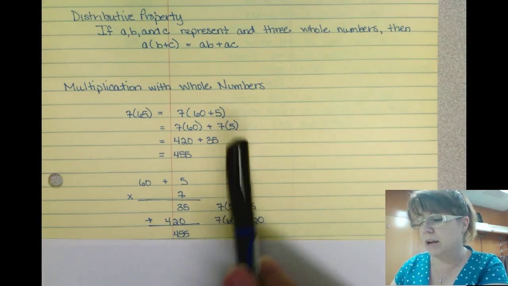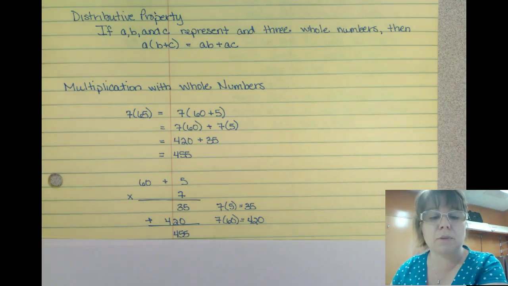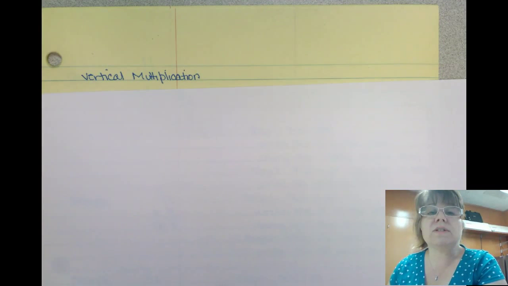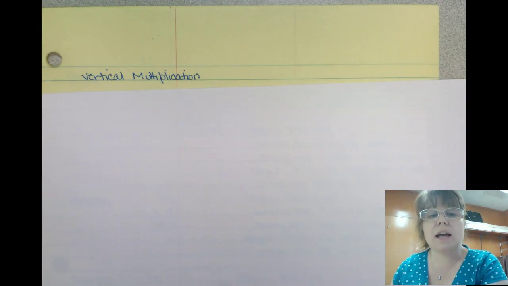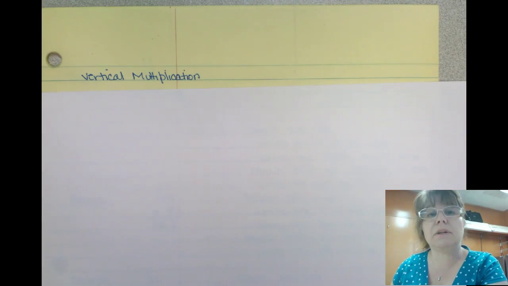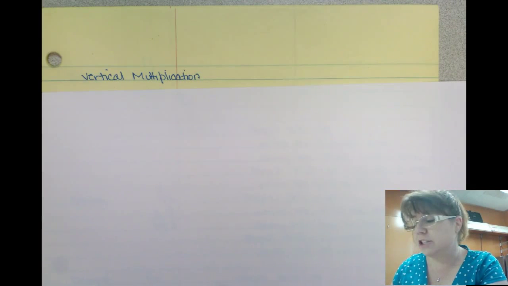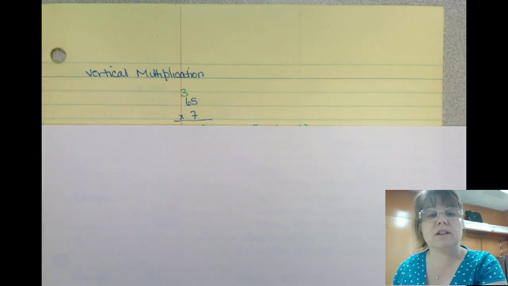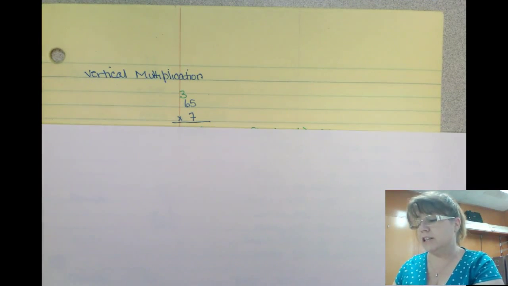Why do I always have to break apart my numbers? There's got to be a better process, and there is. So I'm going to run through this problem. You may need to watch it a few times, but let's try vertical multiplication. So instead of writing it as 60 plus 5, we're going to keep all the digits together. And I'm going to try to do vertical multiplication.